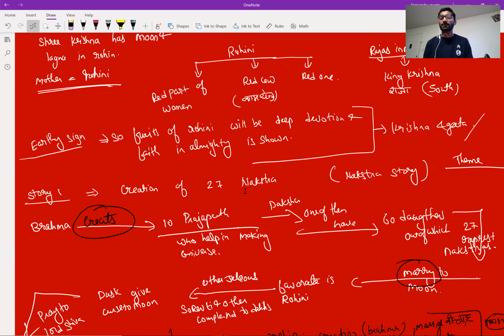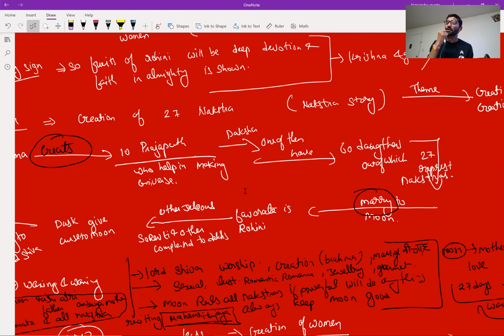Daksha has 60 daughters, and 27 of them are also known as the 27 nakshatras, which we are learning right now. Daksha has a son-in-law, Moon, who married the 27 daughters of Daksha. Daksha took a promise from the Moon that he would give equal importance to each and every daughter. But after some time, Moon became fond of Rohini, the fourth nakshatra, and gave his whole time to Rohini. So the other 26 wives of the Moon got offended and very angry.